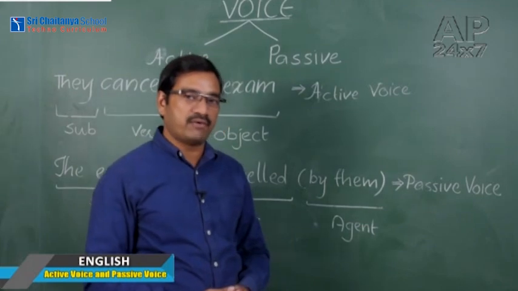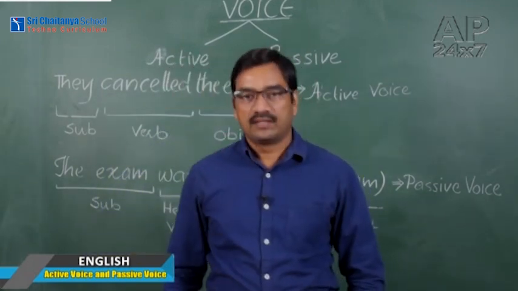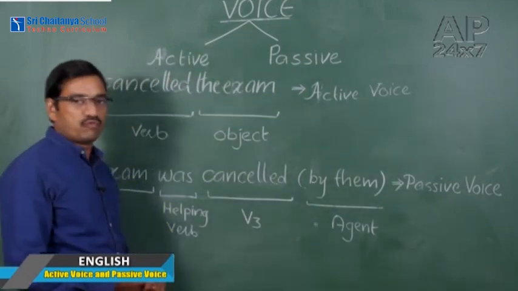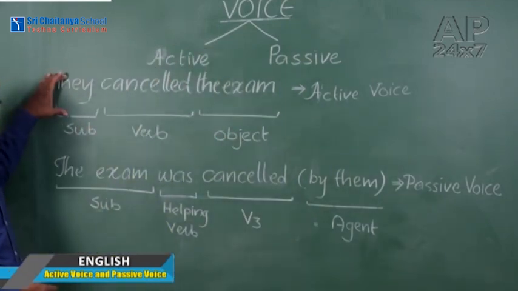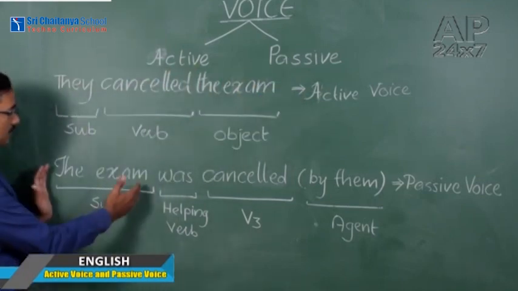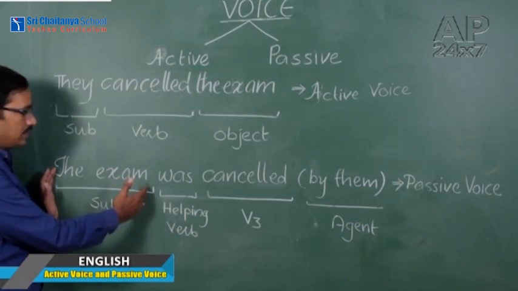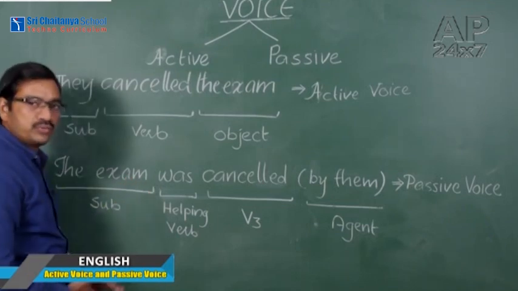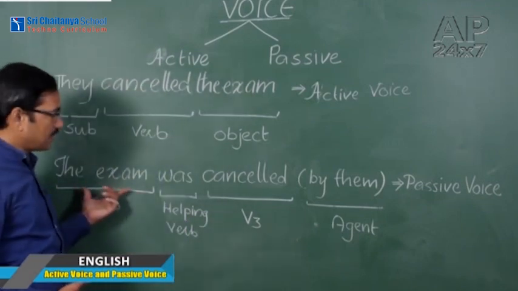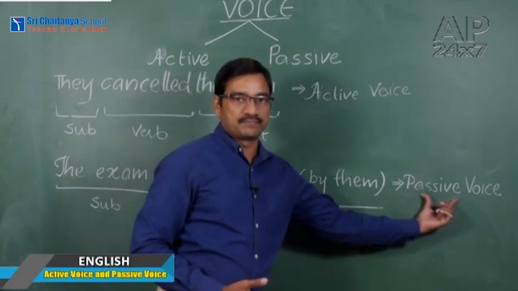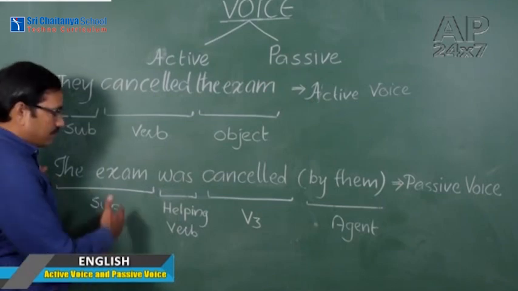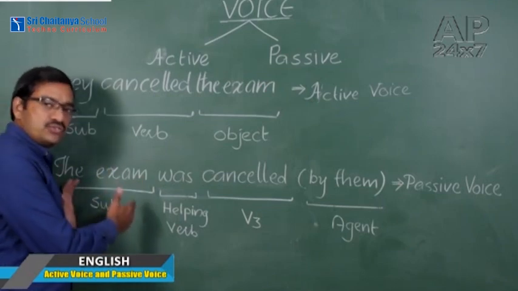So if we give the priority to the doer of the action, that is active voice. That means the subject here is active. What is active? The subject is active here. So we call this active voice. Here the place of the subject is occupied by the exam. But the exam is not doing the work. It is not the doer of the action. Here the subject is passive. Therefore we call this sentence passive voice. Because the subject is passive here, it doesn't do the work.